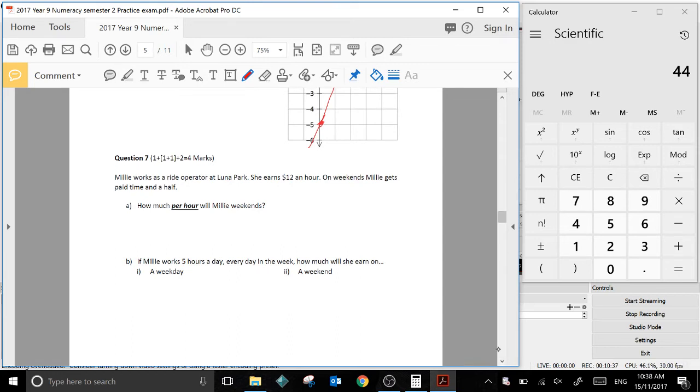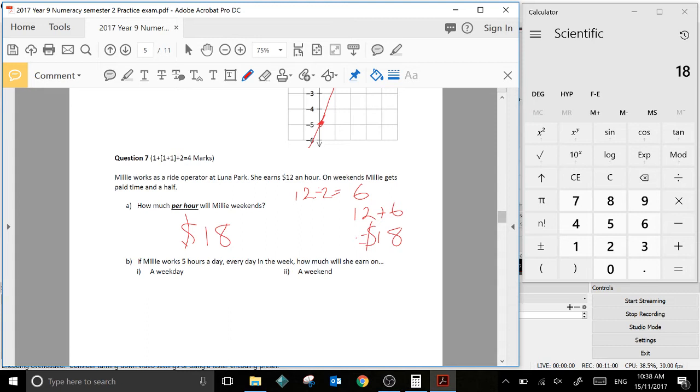So 12 divided by 2 is equal to, you should be able to do this one in your head, but let's do it on the calculator to be sure. It's 6. So therefore, Millie is going to get 12 plus $6, which, again, we probably can do without a calculator, but 12 plus 6 is $18. So the answer, she will get $18 an hour on weekends.